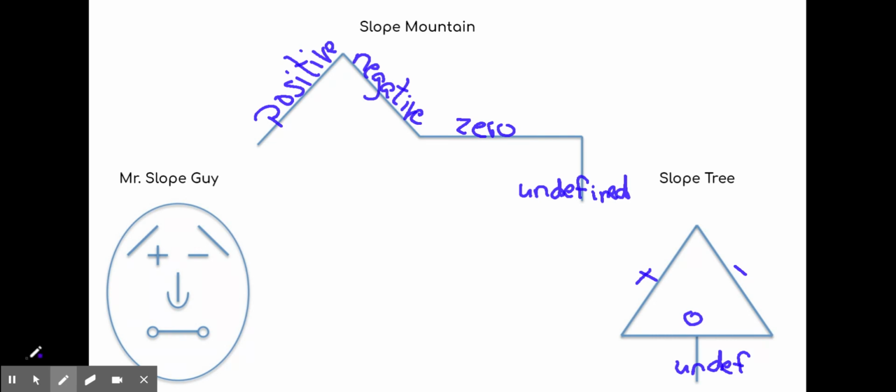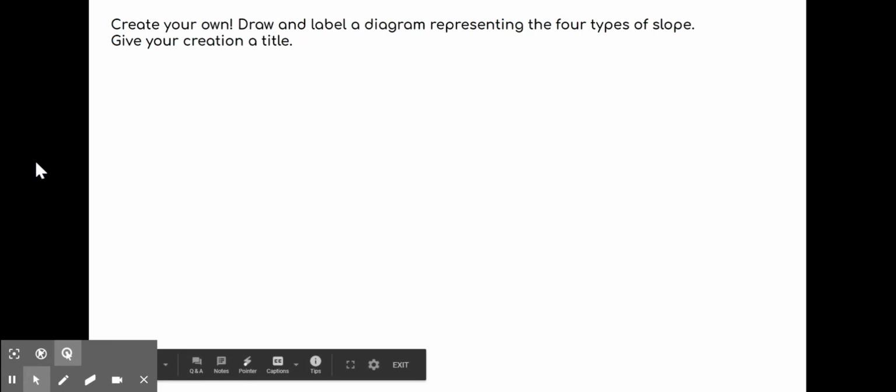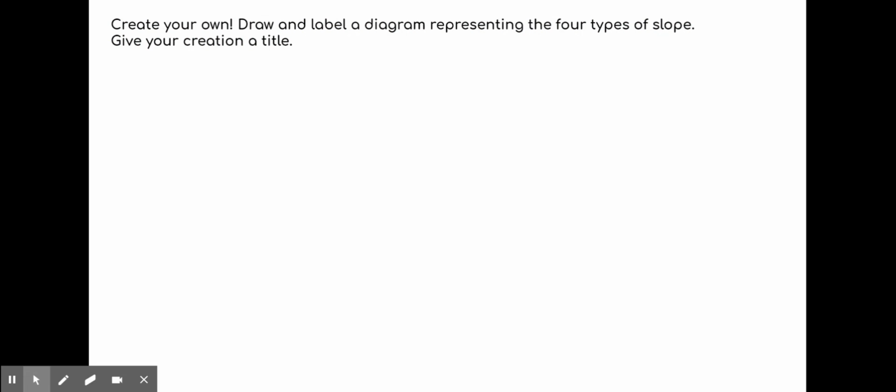What I want you to do is use this space right here and create your own diagram that has all 4 types of slope. Label those 4 types of slope, positive, negative, 0, and undefined, and give your creation a title like slope guy or slope mountain or slope tree. If you can think of a way that would help someone remember the 4 types of slope, draw that diagram here, label it, and title it. And now you're ready to do some practice.